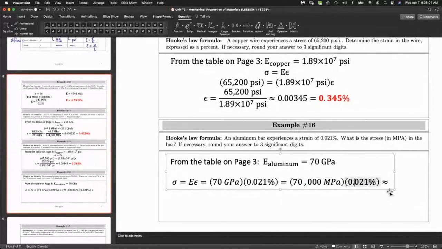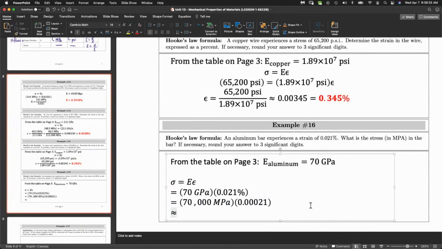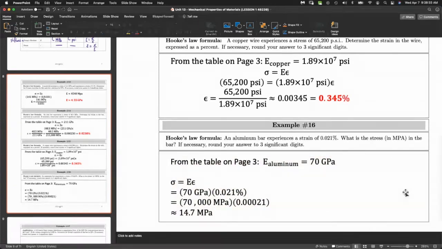and then 0.0021 units of strain, sorry, amount of strain. So that should finish off this question nice and clean. Can someone confirm 14.7, please? Actually, that one's easy to do in your head. It's okay, never mind. So there you have it.